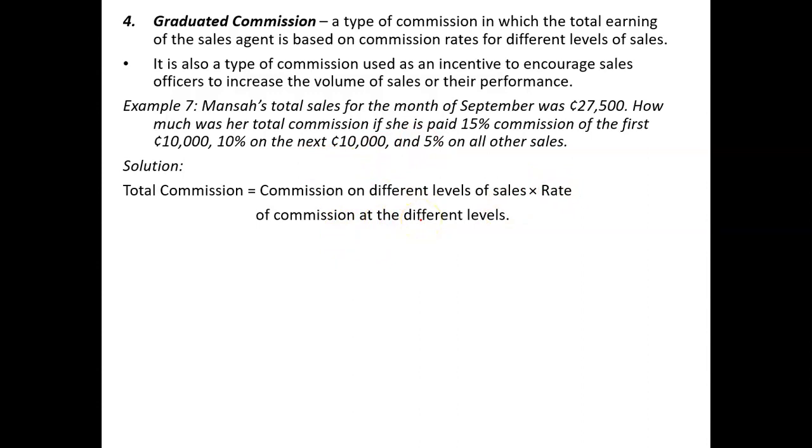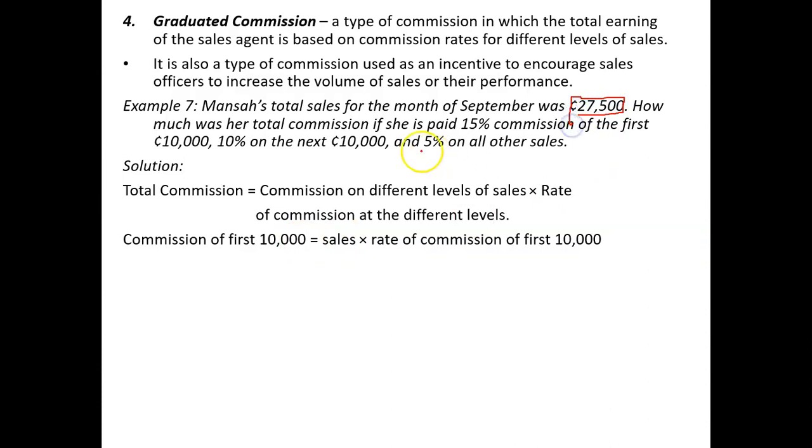So to do this, we say total commission is equal to commission on different levels of sales times rate of commission at the different levels. Are you with me? You need to find commission for the first 10,000. He made a total sales of 27,500. But they said on the first 10,000, he is going to earn 15%. So when we take the first 10,000 and find 15% of it, 0.15 times 10,000, we get 1,500. So we've gotten the first one.